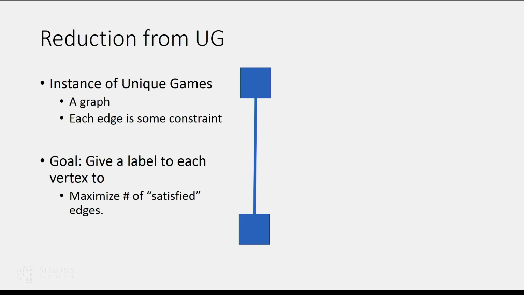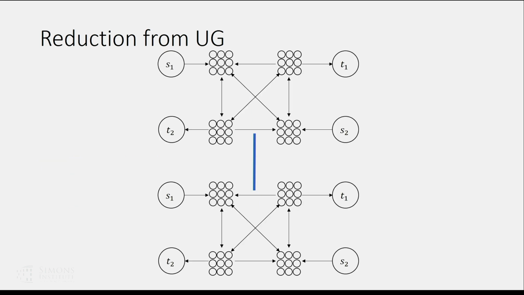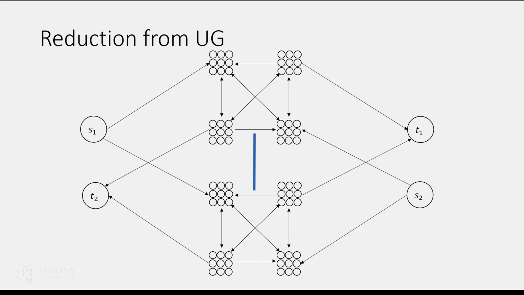And then to reduce this instance to a multicut instance, what I'm going to do is I'm going to replace each unique games vertex by this gigantic Dictator Test I constructed earlier. And then you see some problems because we have multiple copies of the same terminal, which we are not allowed to. So I'm going to just combine these terminals. And then I'm going to replace this blue unique games edge by multiple edges between the Dictator Tests, again, appropriately. So I'm not going to show details.